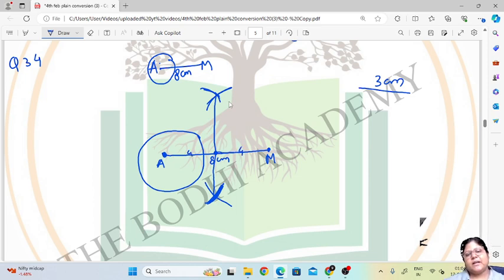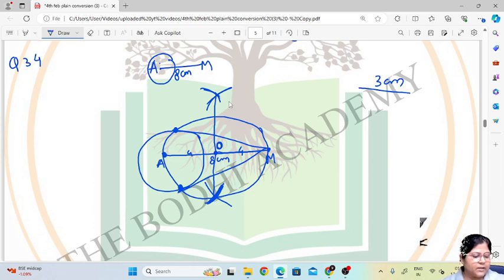So let us name this point O. Taking OM as the radius, you will draw another circle like this. Now if you see, this circle divides the previous circle into two like this. Okay, now those are your tangent points, like this and like this. So the names are also given in the question, MR and MQ. So these are the points.